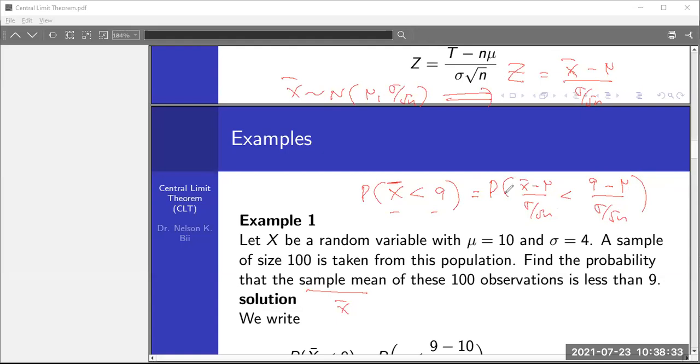Again, you remember we are standardizing so that we can use the standard normal tables. So what is this class? What is this?